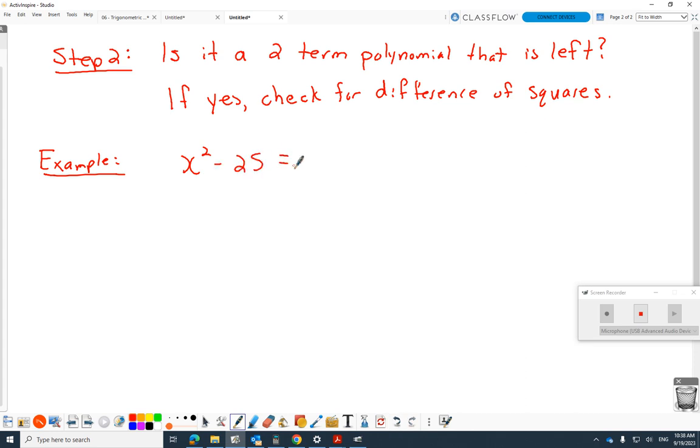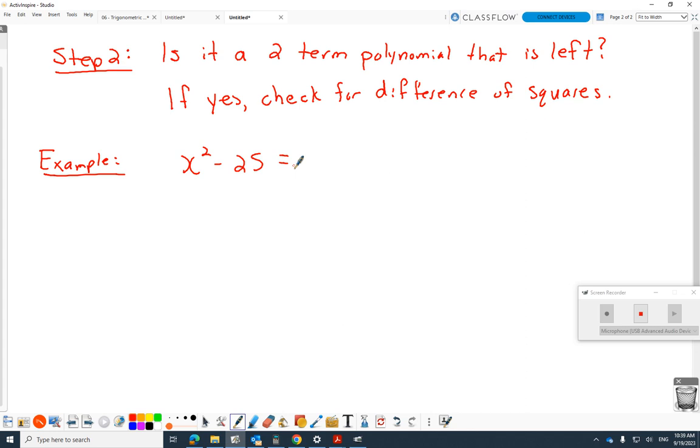Difference of squares. Okay, so you check, is it 2 terms that I'm dealing with? And the answer is yes, 2 terms. So I'm going to check, is it a difference of squares? And what I mean by that is truly difference of squares. Is it a difference? Is it subtracting?